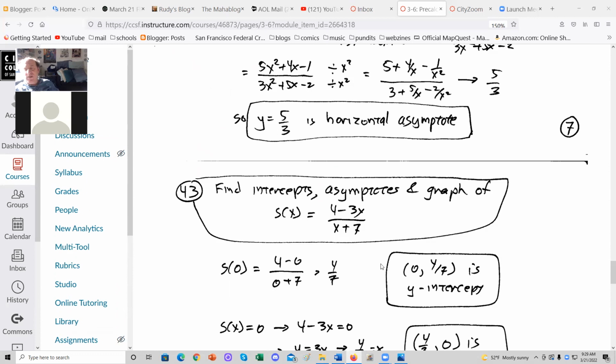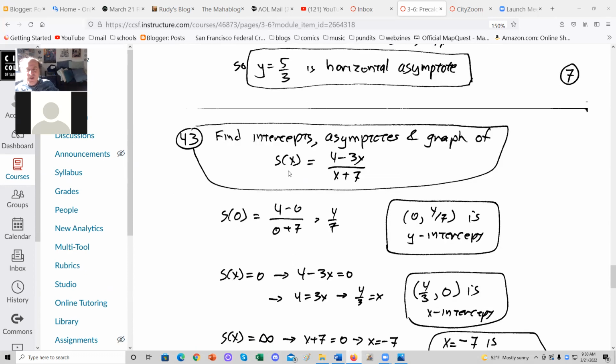Okay, same question: intercepts, asymptotes, and the graph now. (4 minus 3x) over (x plus 7). Finding intercepts and asymptotes is sort of like finding points on a curve, only asymptotes are where it fails to be a point at all. Okay, f at 0 is easy enough. (4 minus 0) over (0 plus 7) is 4/7. So (0, 4/7) is the y-intercept.